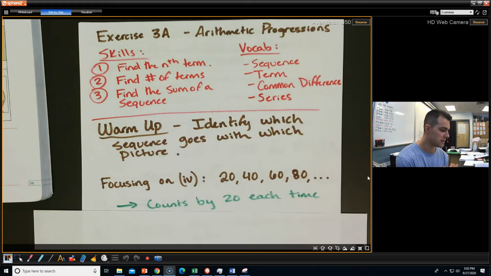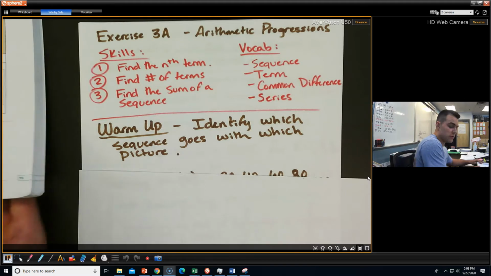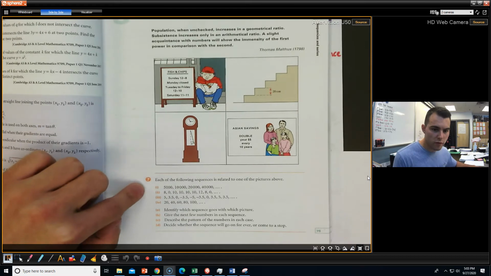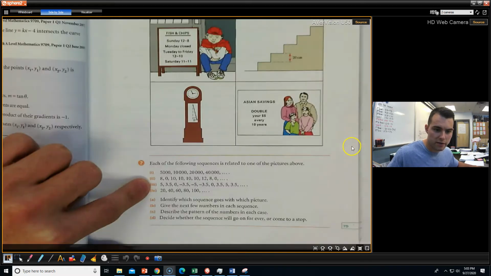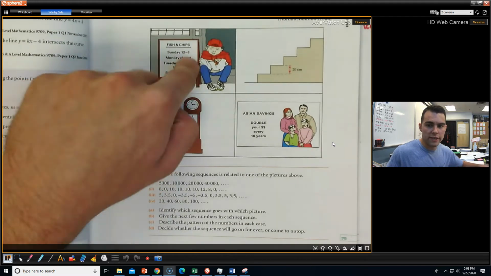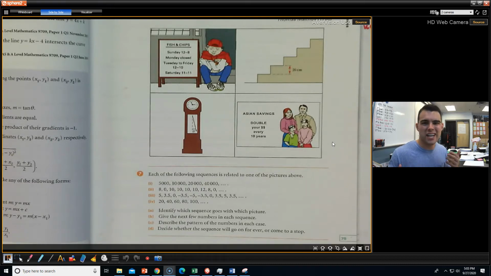Here are our skills today, our vocab. Because it's a completely new topic, I want to do a warm-up question, and I want to look at our book for this. We are going to look at these four sequences down here. They might be kind of hard to see. We are going to match them with these four pictures and try to identify which one goes with which. I also want us to describe the pattern and get a general idea of what's going on. I encourage you to pause the video and give it a go.